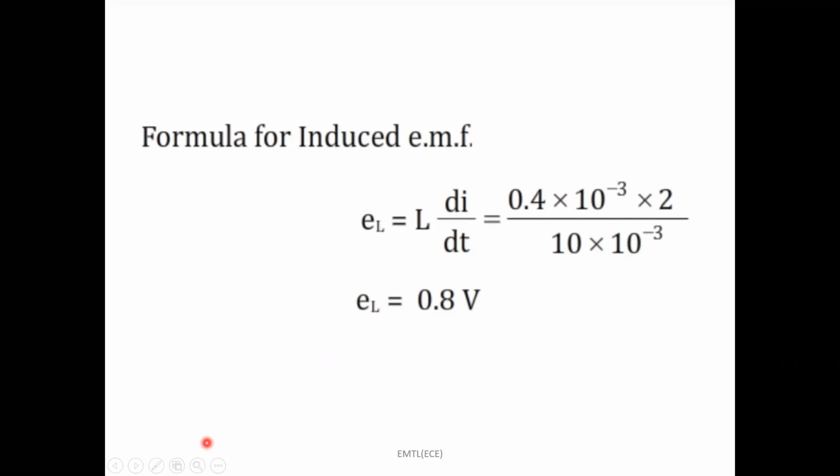Today we discussed problems based on the self-inductance of a solenoid, the self-inductance of a toroid, and mutual inductance between two coils. In the next session, we will discuss solved problems on energy stored in a magnetic field and energy density in an inductor, and also some more problems based on self and mutual inductance of the solenoid and toroid. So thank you.